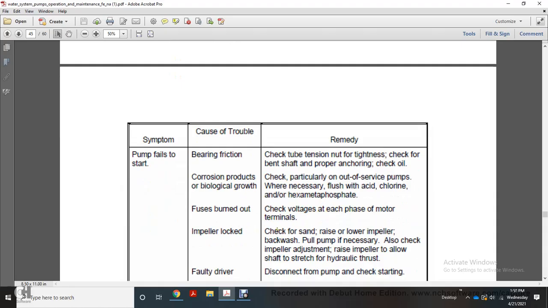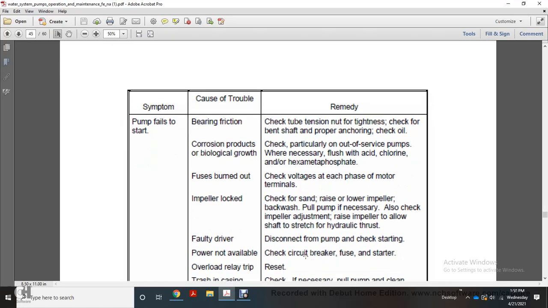Impeller locked, free the pump to start. Sand: raise, then lower the impeller back, and wash the pump. If necessary, always check impeller adjustment, raise the impeller to allow shift for the hydraulic thrust. Pump fails to start, faulty driver: disconnect the pump, check the start.